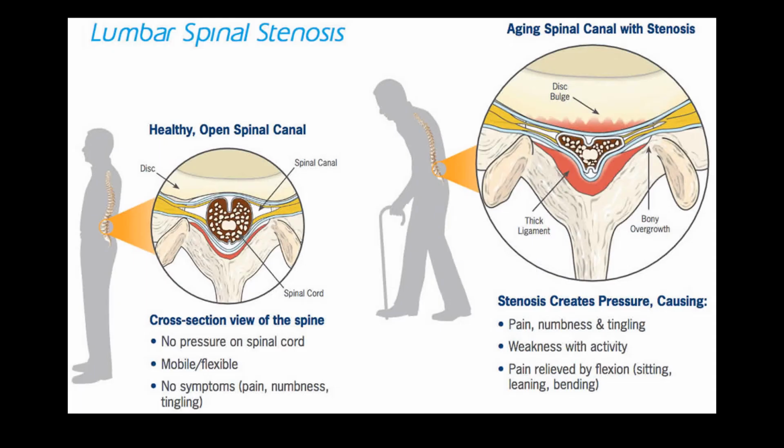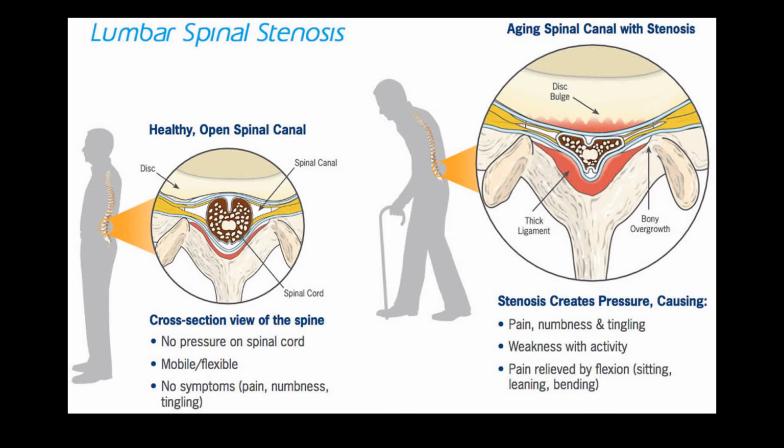This graphic here shows some of the concerns that we see from a pathoanatomic perspective with central canal stenosis. If we look at the image on the left, we see an open, patent spinal canal, no pressure on the spinal nerves. The spine is mobile and flexible, and there are no symptoms as the individual is in extension with respect to pain, numbness, or tingling down the legs.